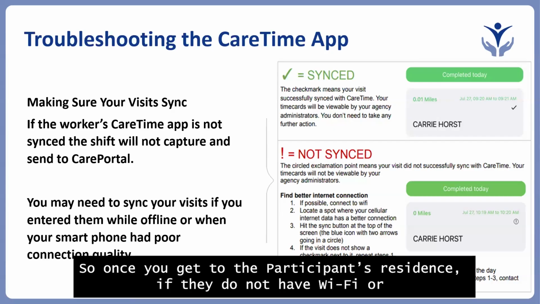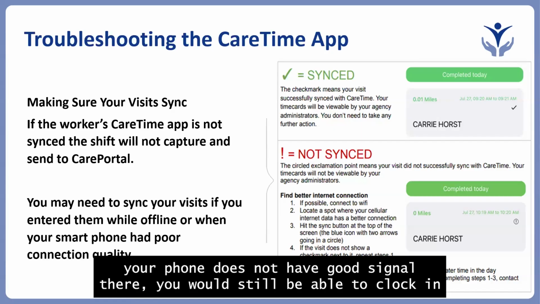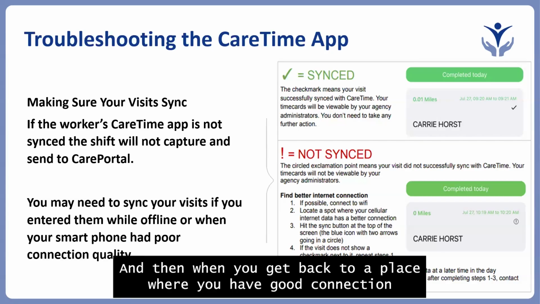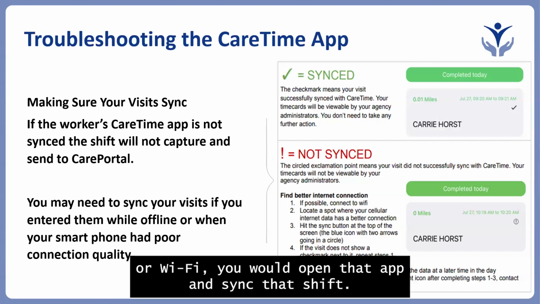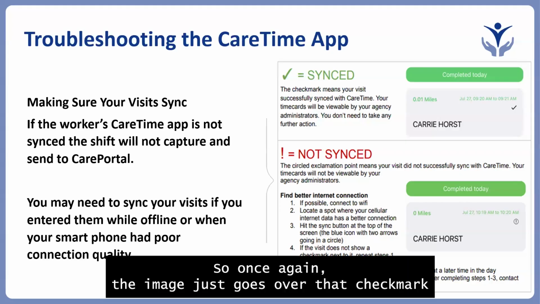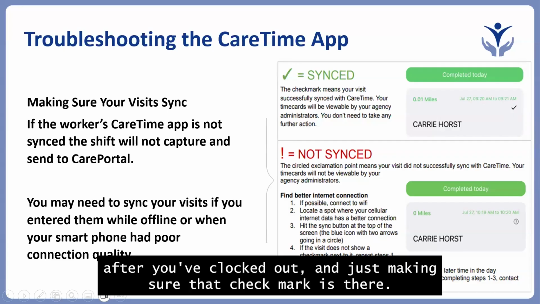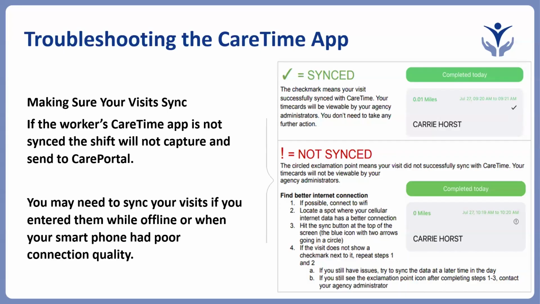So once you get to the participant's residence and if they do not have Wi-Fi or your phone does not have good signal there, you would still be able to clock in and clock out, just leaving that app open in the background. And then when you get back to a place where you have good connection or Wi-Fi, you would open that app and sync that shift. So once again, the image just goes over that check mark that you should be looking for. It's good to get into the habit of scrolling to the bottom of the screen after you've clocked out and just making sure that check mark is there.